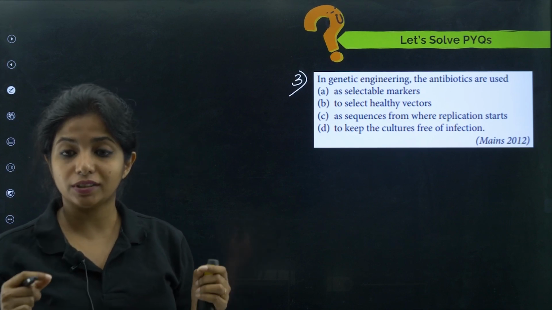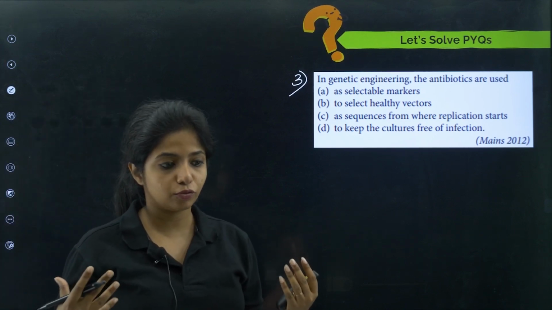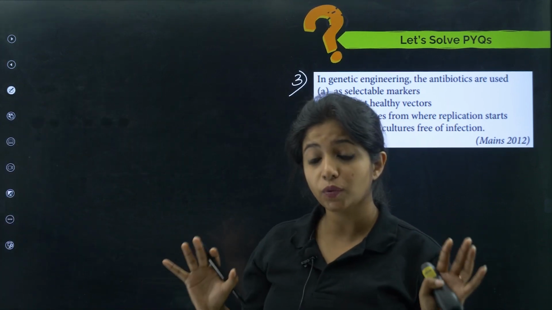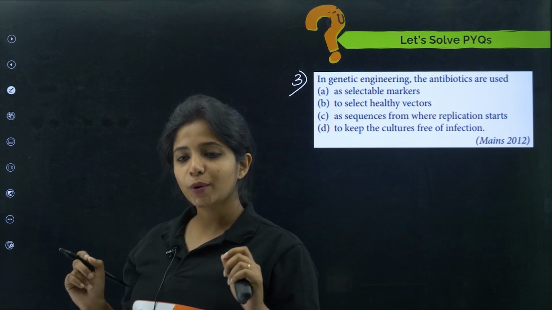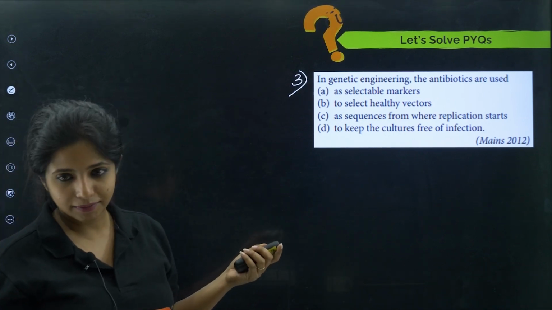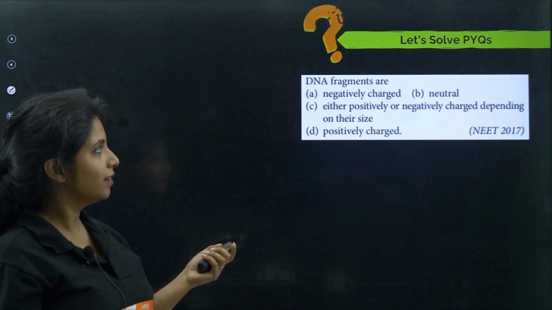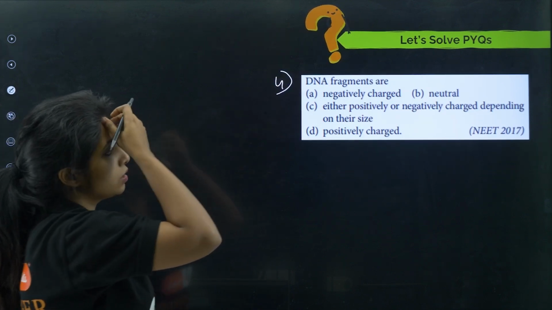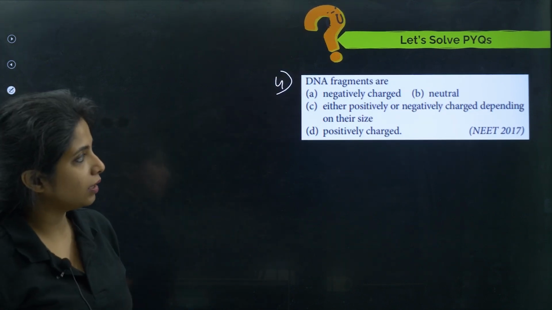Why do you need antibiotics in genetic engineering? For example, ampicillin, tetracycline. I'm not talking about the ampicillin resistant gene. I'm talking about antibiotics. Why do you need them? What are they going to do? I don't know what happened to my English. Yeah. So DNA fragments are what? Negatively charged, neutral.